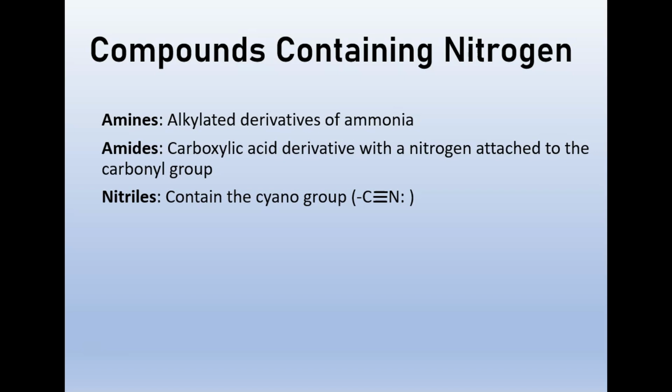We have amines. Most drugs are amines, like your caffeine, amphetamine, morphine, codeine. Amides: all those proteins have the amide group. And the nitriles contain a cyano group. Put a hydrogen there, you get hydrogen cyanide, the poisonous gas. Don't have that bond there, you have the cyanide anion, so you can have sodium cyanide, potassium cyanide.